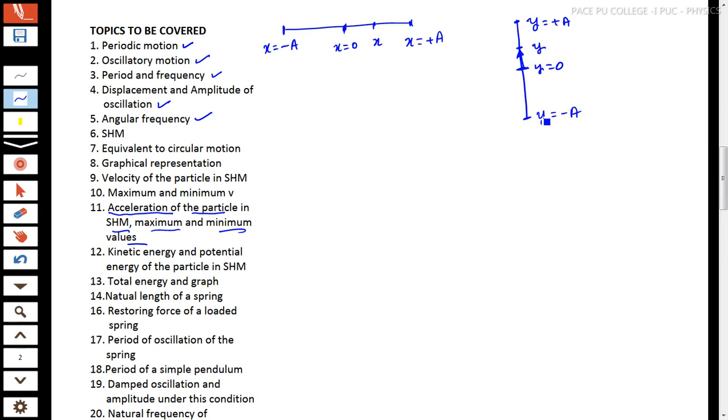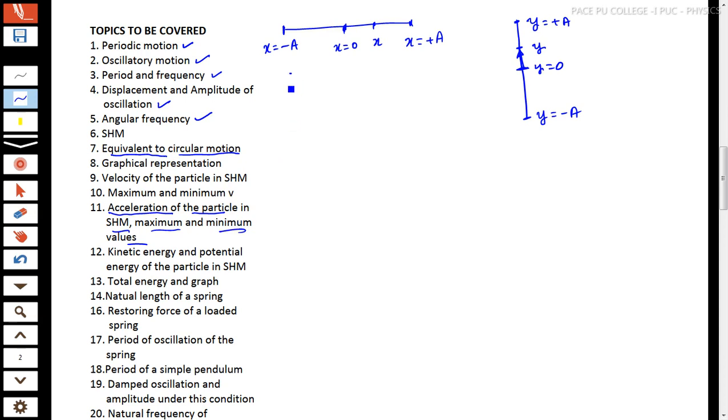If the particle is moving in two dimensions, then definitely we have to consider both the displacements, x and y. That becomes a circular motion. That is why we have treated it as equivalent to circular motion. Before that, we have to learn about acceleration of the particle in simple harmonic motion.